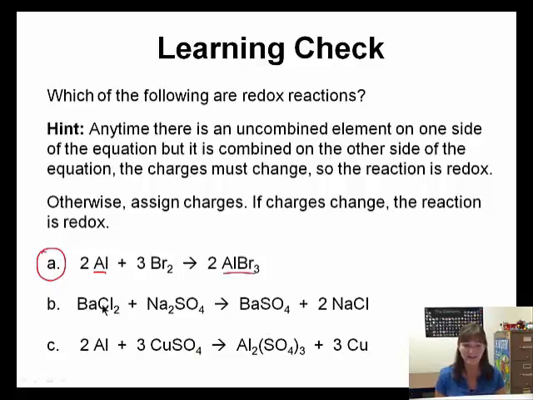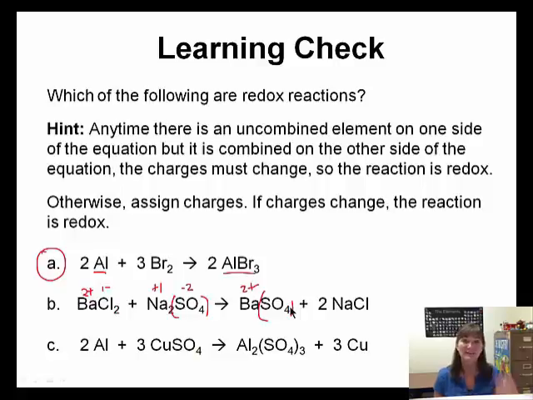I look at B, and that is a little bit more complicated. I mean, I don't have anything by itself on one side and then in a compound. So to prove that they did not change, that it's not a redox, you would have to assign charges. We'd have to say the barium is a 2+, the chlorine ion is a 1-, sodium here is always a +1, the sulfate polyatomic ion's a -2. Over here, barium's a 2+, sulfate again is a -2. Sodium's a +1 and the chlorine is a -1. So if you notice, nothing changed charges. Barium stayed a 2+ the whole time and chlorine stayed a 1-.